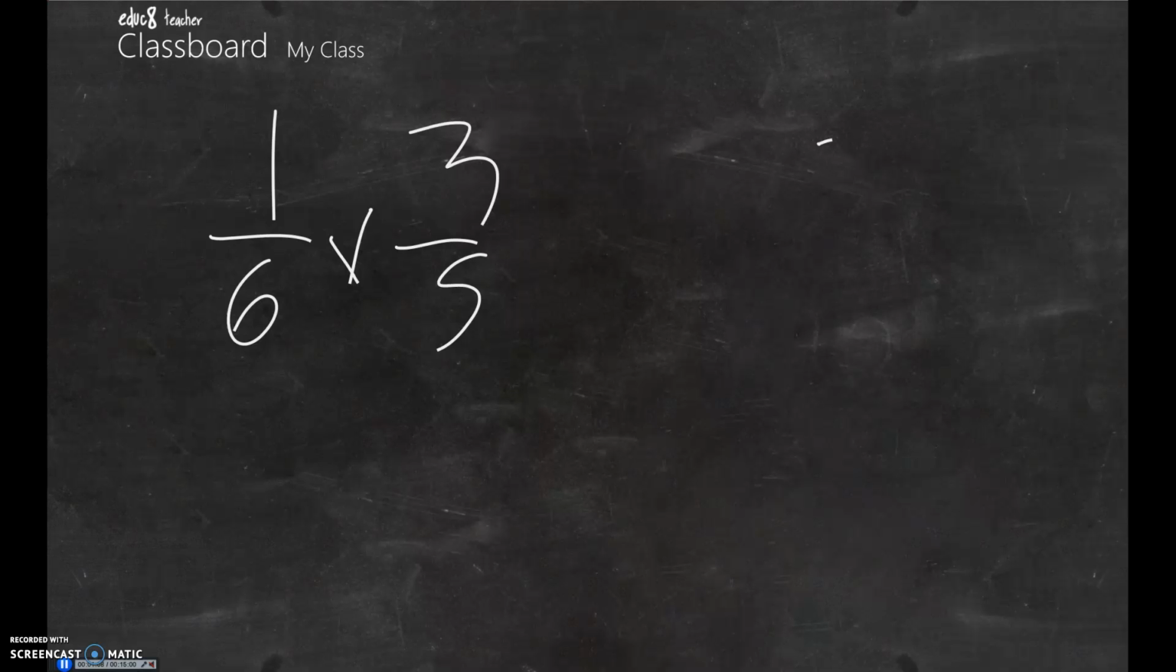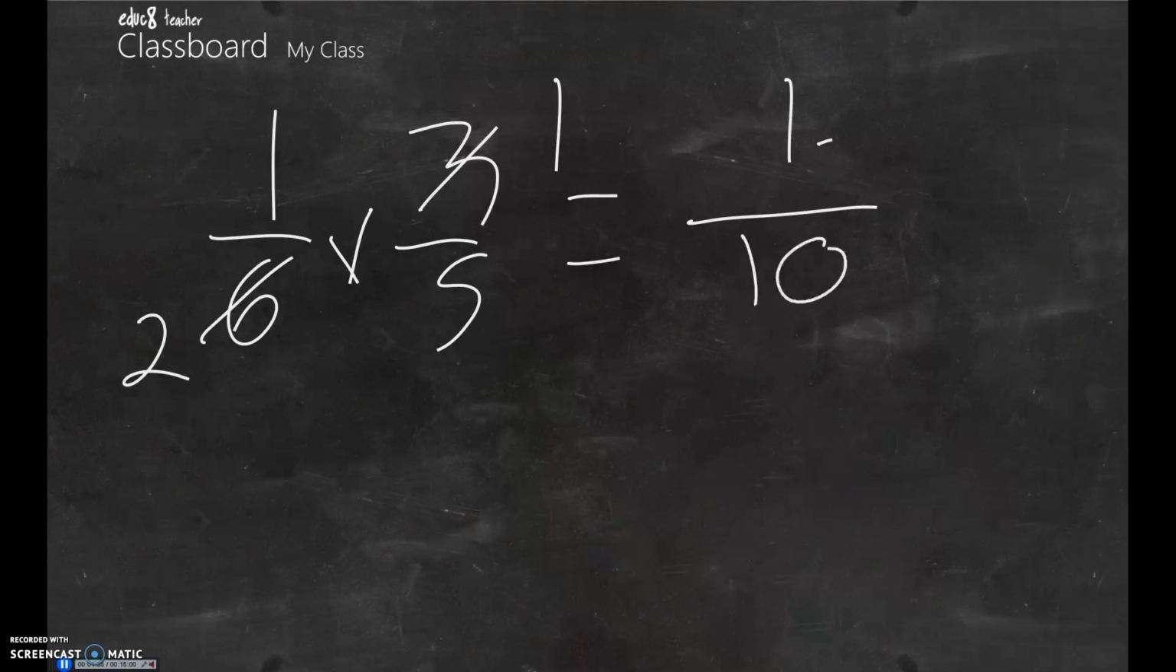Okay, is there a greatest common factor between 1 and 5? Can 1 and 5 be reduced? No. Can 3 and 6? Yeah. What is the greatest common factor between 3 and 6? It's 3, right? That means 3 can be taken away from both of these. So this turns into 1, and this turns into 2. When we multiply this, 1 over 1 is 1, and 2 times 5 is 10.